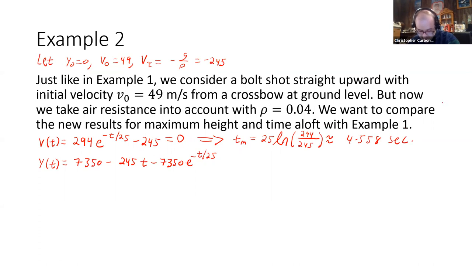And to find the maximum height, we then just put what we just found into the position function. So y(t_m) would give us an answer of about 108.28 meters. If we didn't have air resistance, it'd be 122.5 meters.